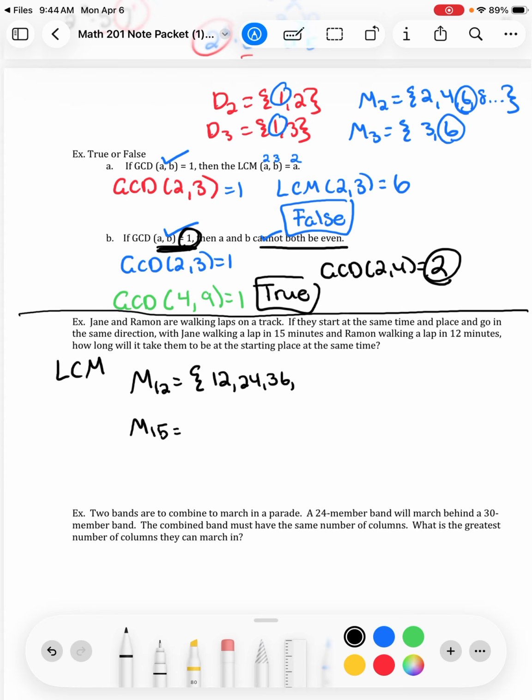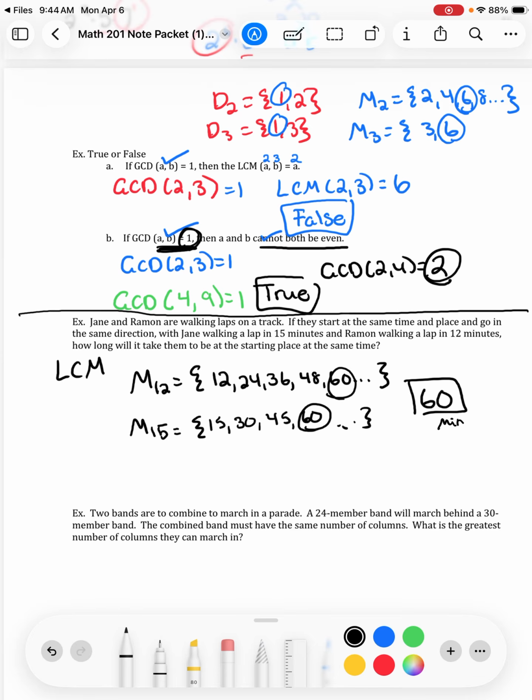With multiples, you do just have to keep going till you feel like you can stop. So I did 12 times 1, 12 times 2, 12 times 3, 12 times 4, 12 times 5. I usually go out at least 5. Multiples of 15: 15 times 1, 15 times 2, 15 times 3, 15 times 4. Oh, there I am. 60. So if they walk at that steady pace, after 60 minutes or 1 hour, they'll be at the same place again.